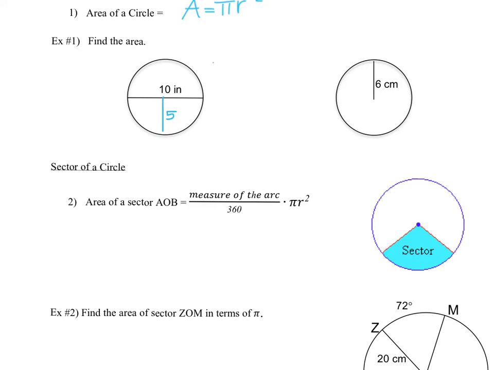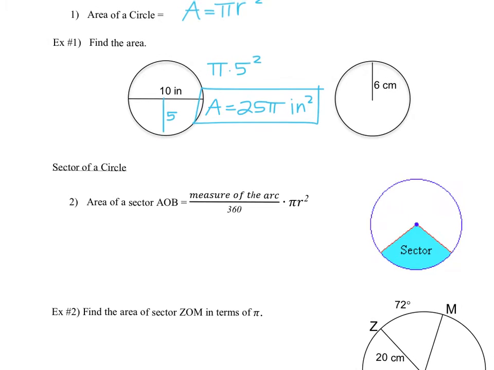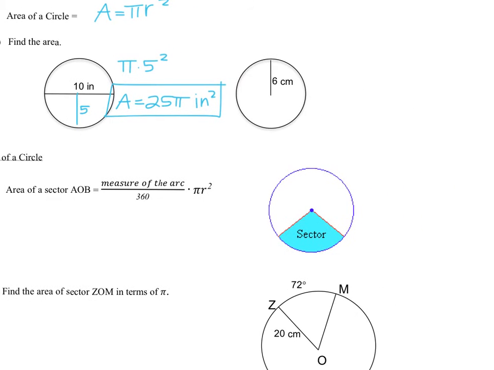So if I want the area of this circle, it would be pi times the radius squared, which is actually what? 25 pi. And how do you label area? Inches squared. Okay, so 25 pi square inches would be the area of that first circle. What about the second circle? 36. Right, 36 pi. Pi times the radius squared. They gave you a radius in this one. So your area is 36 pi square centimeters.